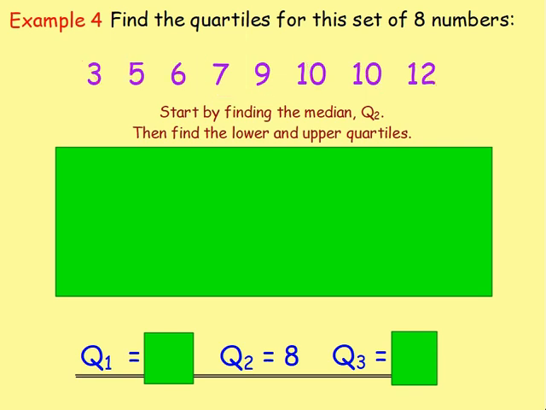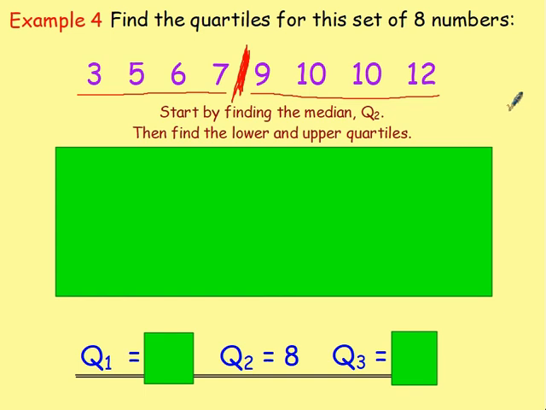Let's again get rid of all the crossing out. We know that between the 7 and the 9 was our median. We've not included the 7 or the 9, so we're still taking that 7 to be with the lower half. Again, with the 9, we're taking that 9 to be with the upper half. And now we need to find Q1 and Q3.